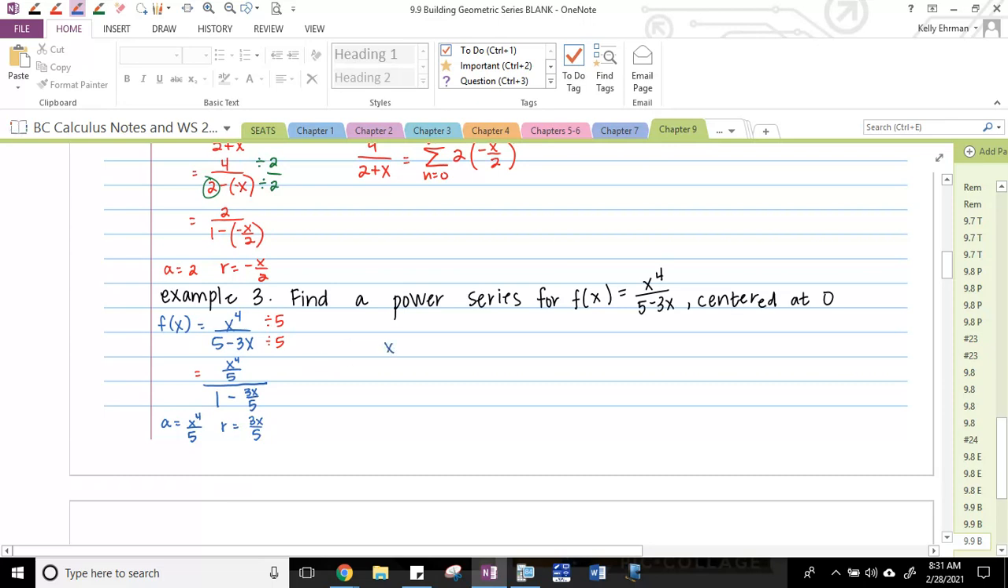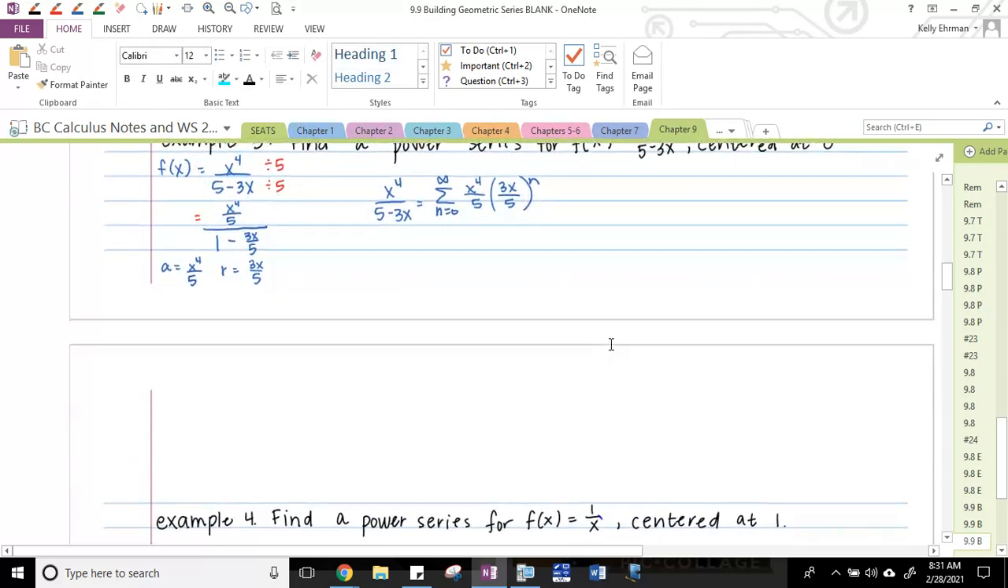So x to the 4th over 5 minus 3x has a power series from 0 to infinity of x to the 4th over 5 times 3x over 5 to the n. All right, let's keep going.